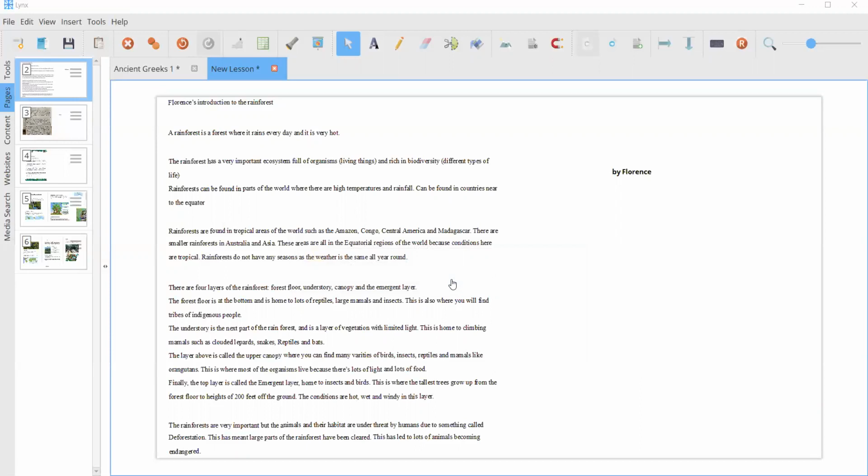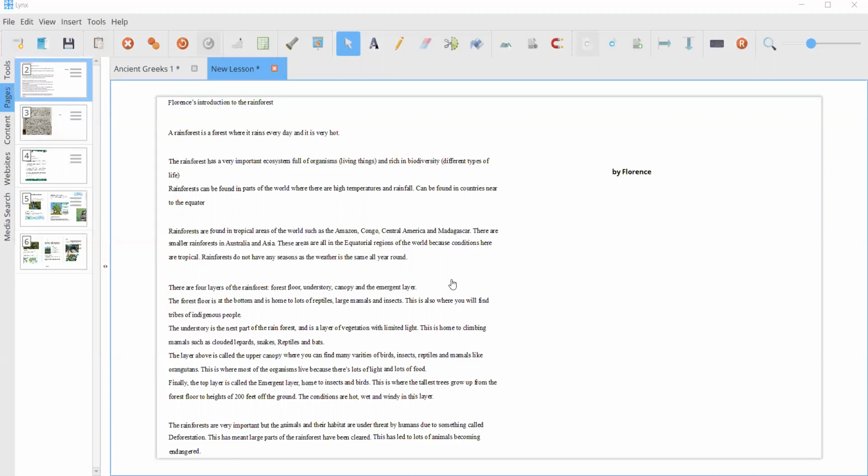You've added more information. 4 layers. You've got the understory, forest floor, canopy, and emergence. So you've covered all those things. Let's have a look at your descriptions of the 4 layers. So the forest floor at the bottom, reptiles, large mammals, and insects.